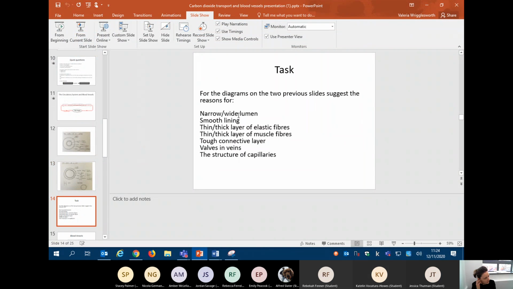Right, so if we discuss everything, I'm not going to write anything down, you can just add to your existing notes, okay? Right, so do we have any suggestions for narrow lumen in arteries as opposed to wide lumen in veins?